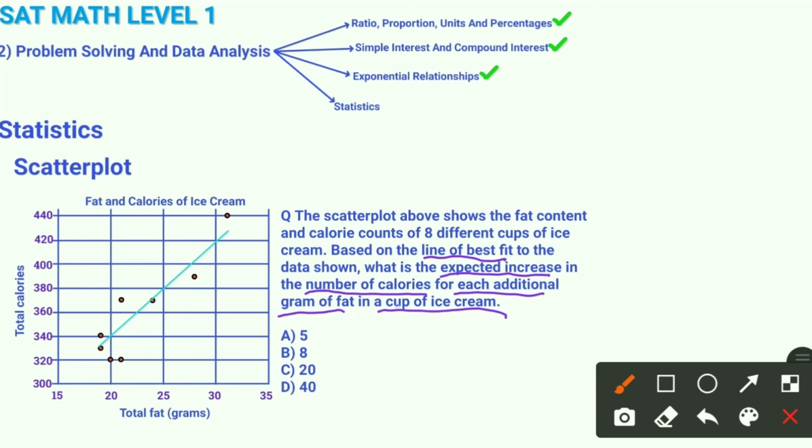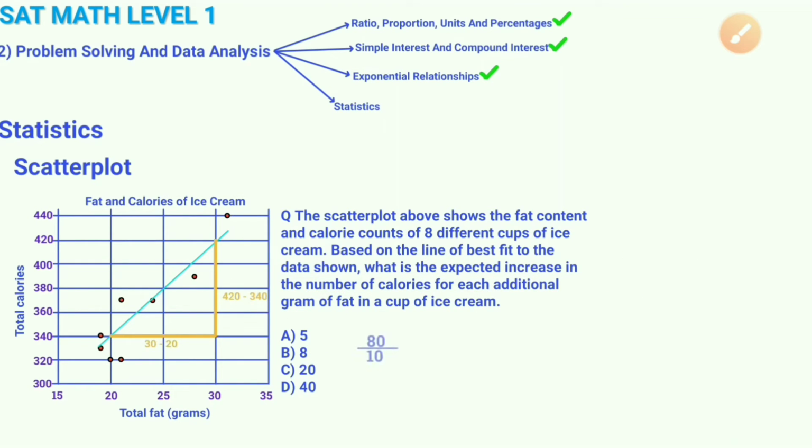Okay, it says what is the expected increase in the number of calories for each additional gram of fat in a cup of ice cream. So we need to find the gradient. Okay, so 420 minus 340, and 30 minus 20. I'm going to use a calculator. So the answer is 8. 8 is the answer, which means part B is correct. Yes, part B is correct.